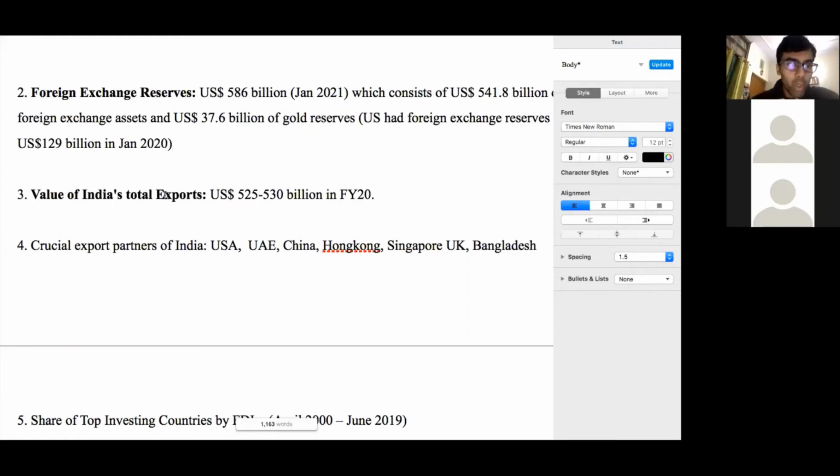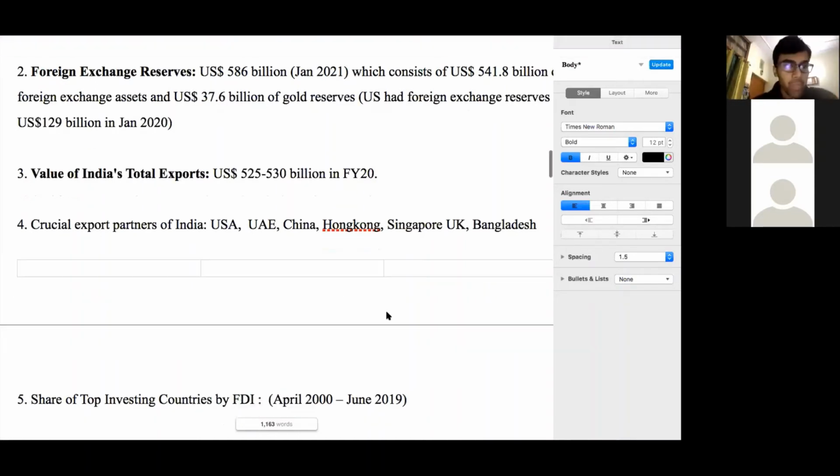So the value of India's total exports was US$525 to 530 billion in FY20. However, in FY21, it is expected to go down significantly. It might even go down all the way to $450 billion or so. Again, it will depend on how the economy pans out, because India's economy is expected to contract by 7.5 to 8%, or some people are saying even by 10%. So exports are going to take a hit. They could go down to 450, 460 billion for financial year 2021. So it will depend how things go.